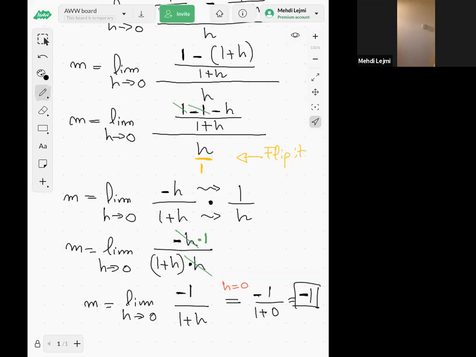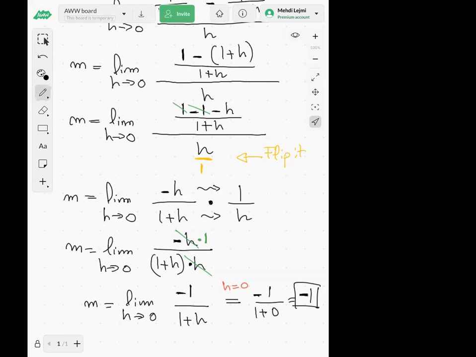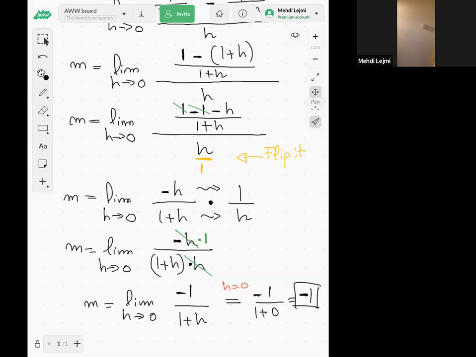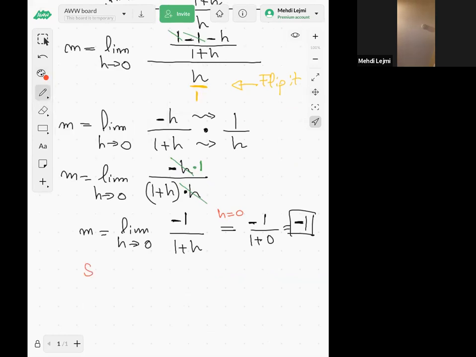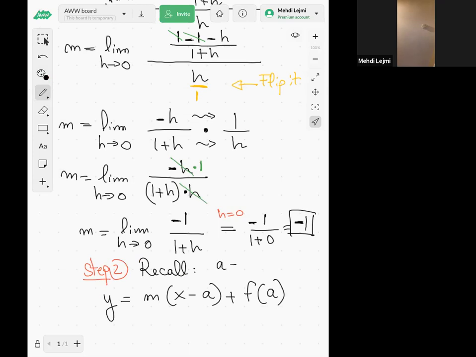So your m in the equation of the tangent line is actually equal to negative 1. Right? So that's our first step. We got m. Once you get m, then you can now write down the equation of the tangent line. All right, so that will be your step number 2. So recall, the equation of the tangent line was y equals m times x minus a plus f of a, right? Remember, guys, a was negative 1.